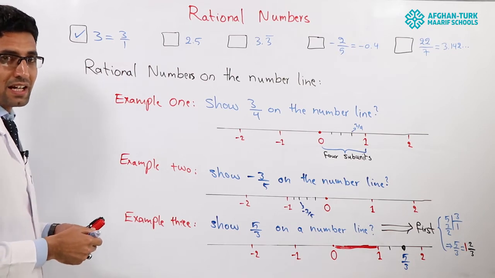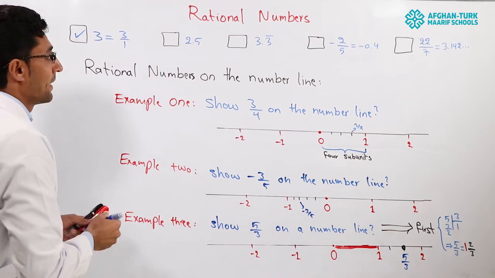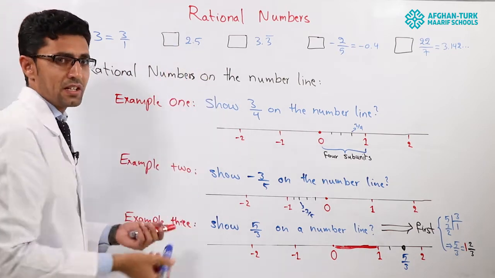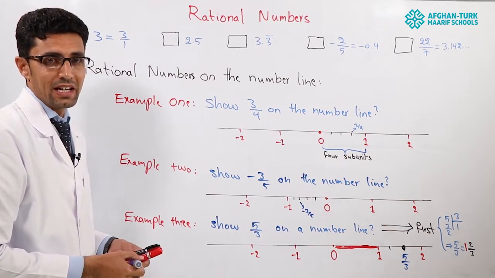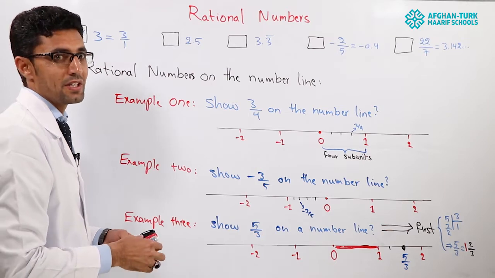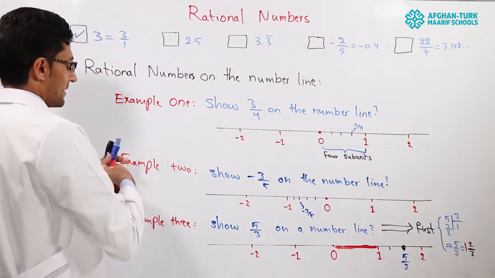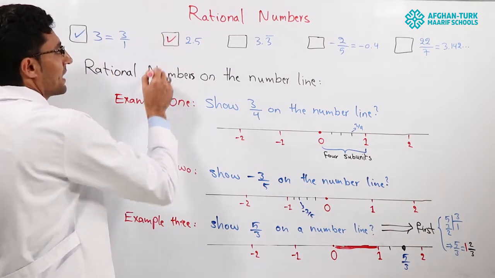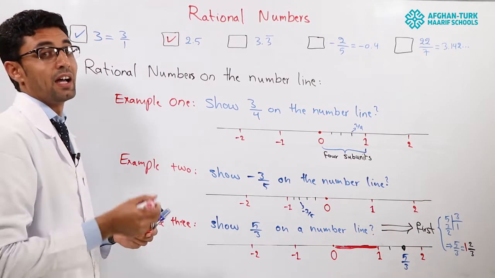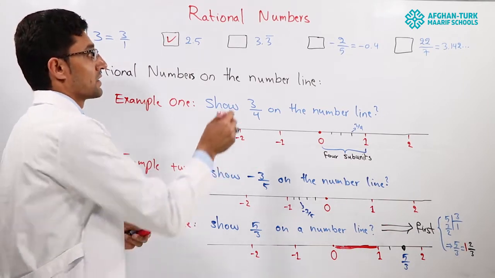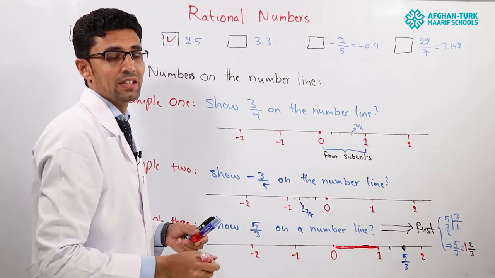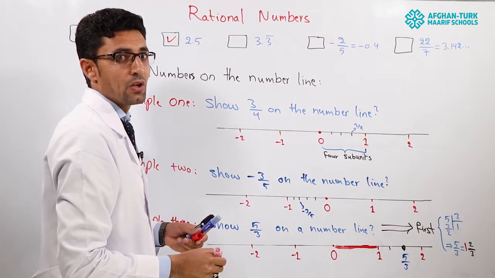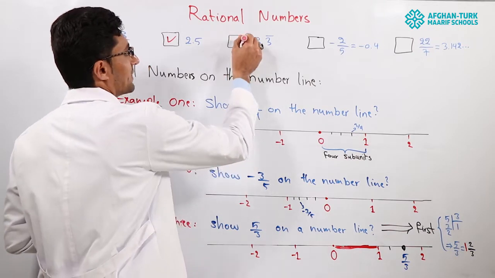And it has an exact value. Now, 2.5 is clear? Yes. If it is clear, is it a rational number? Of course, it is a rational number. We can say that 2.5 is a rational number. And also, I told you that 3.3333 and so on is also a rational number.